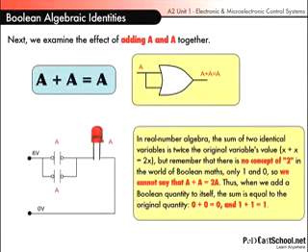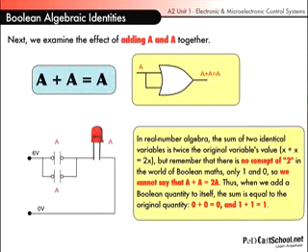So I've said there, in real number algebra, the sum of two identical variables is twice the original variable's value. X plus x would normally equal 2x. But remember, there is no concept of a 2 in the world of Boolean maths, only 1s and 0s, so we cannot say that A plus A equals 2A. Thus, when we add a Boolean quantity to itself, the sum is equal to the original quantity. So 0 plus 0, or 0 OR 0 equals 0, and 1 OR 1 equals 1. But both of those are fulfilled by this identity, A OR A equals A.